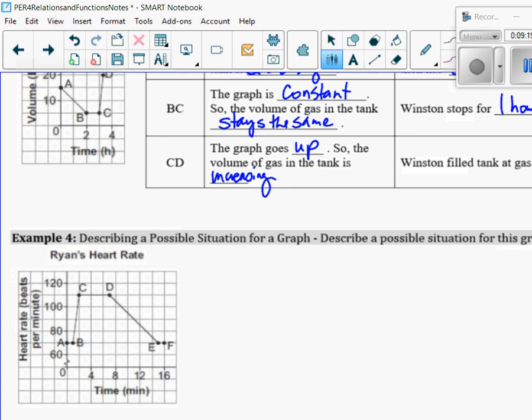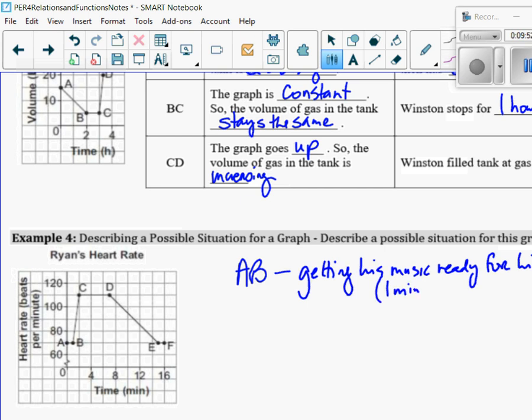Describe a possible situation for this graph. Okay, I'm going to give you a second to do this scenario, okay? From A to B. I like the stretching. Actually, I saw something about somebody reading a book. I think that was you, right? Reading. Oh, getting his music ready for his run. And that was about 1 minute? That would take about 1 minute to get all your music ready to go, yeah?